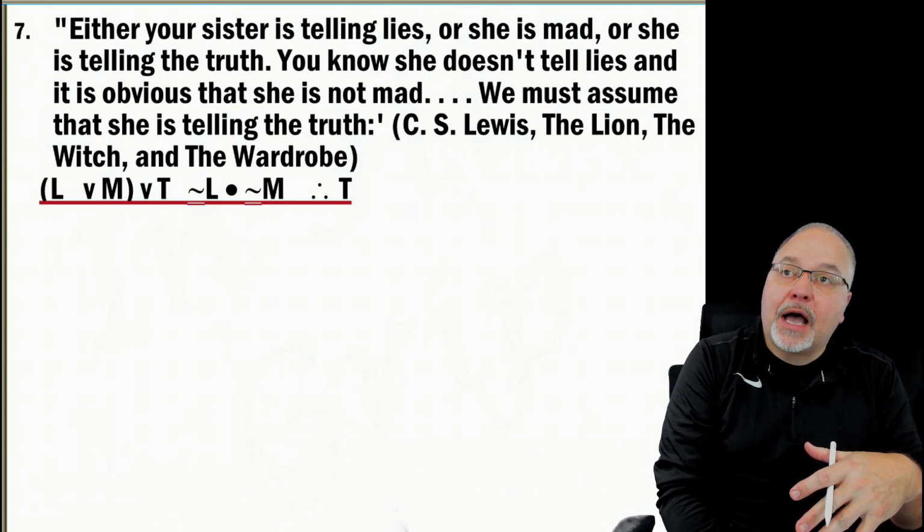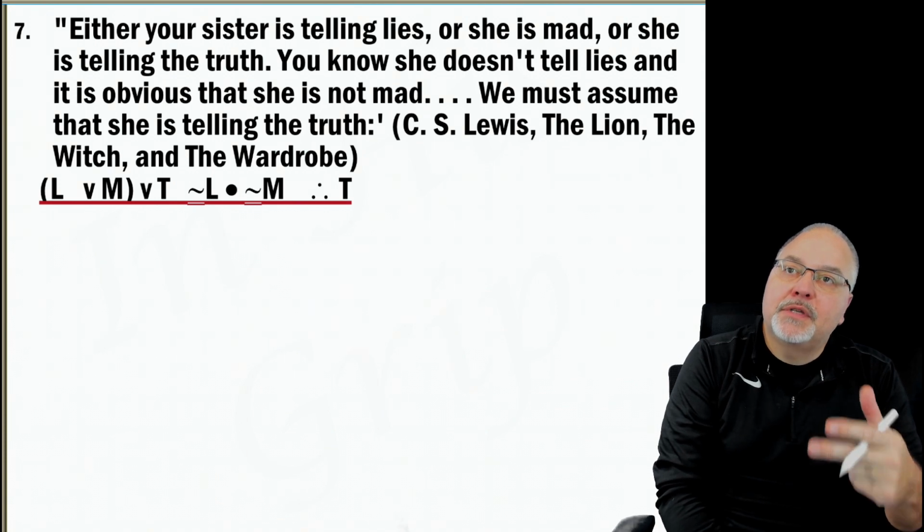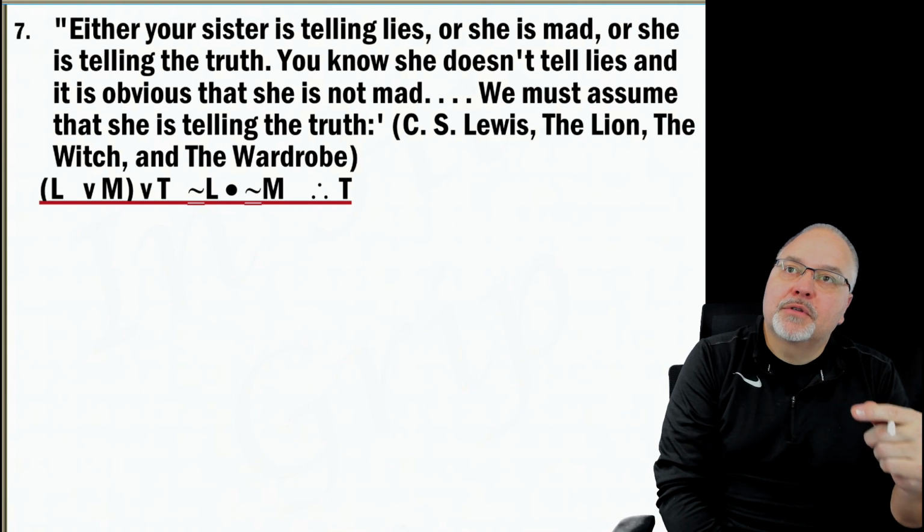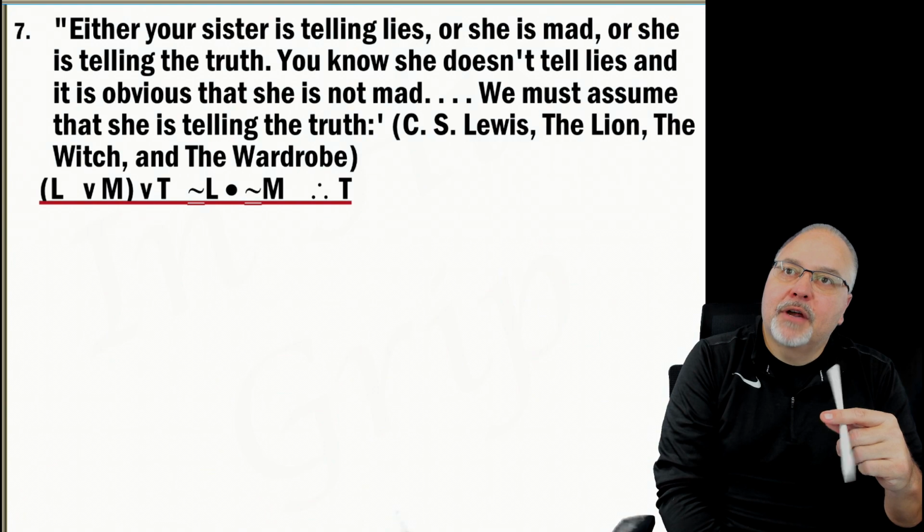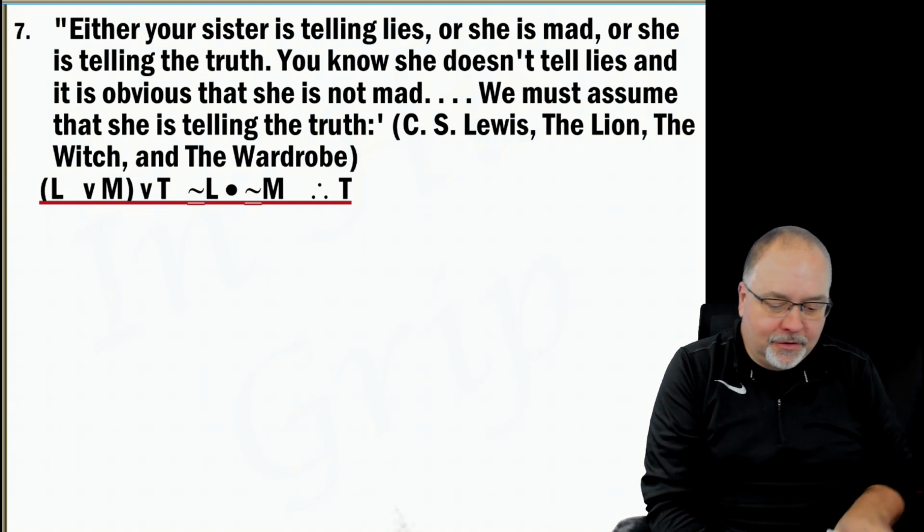Because the arguments are growing. How many constants do you have? You have L, M, T. So how many rows are you going to need? 2 times 2 times 2. Now we're up to 8 rows, right? You can pause and do your thing.